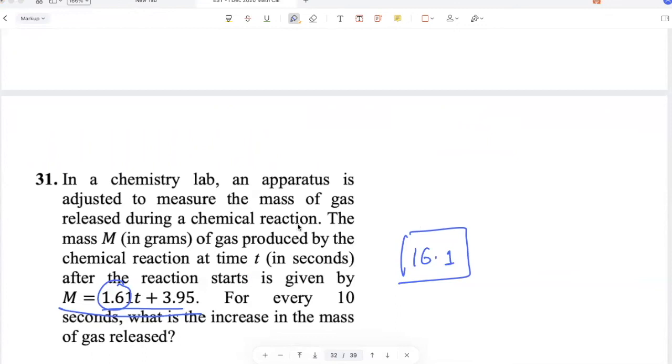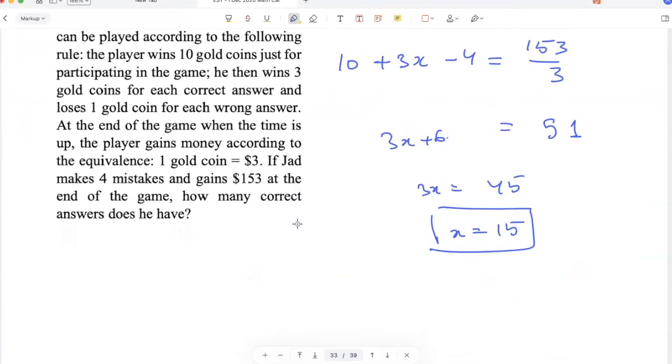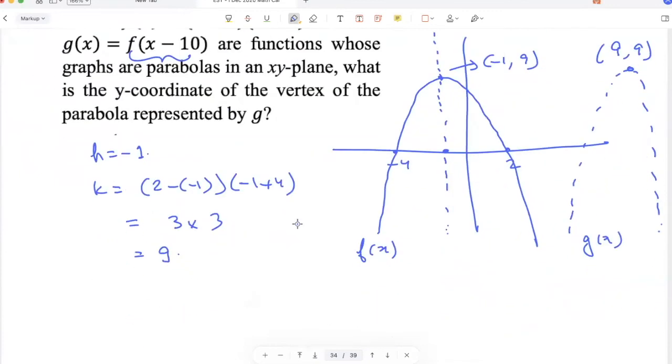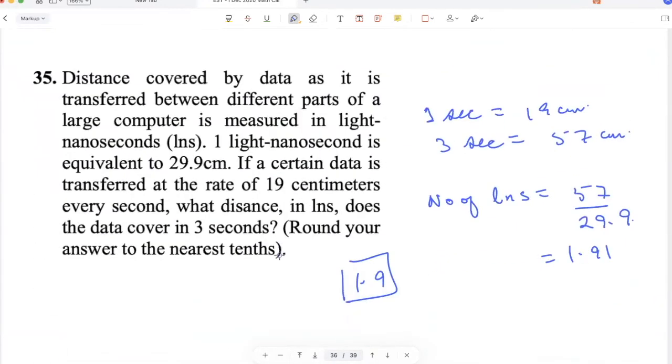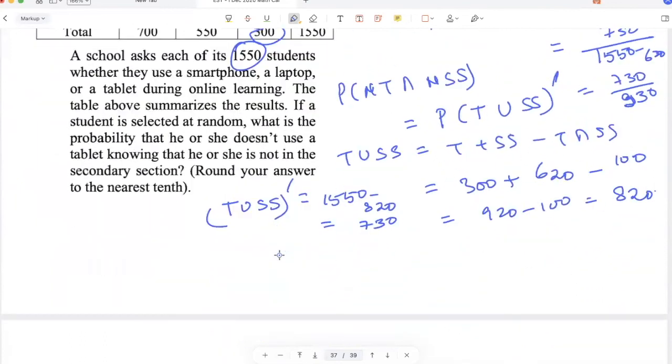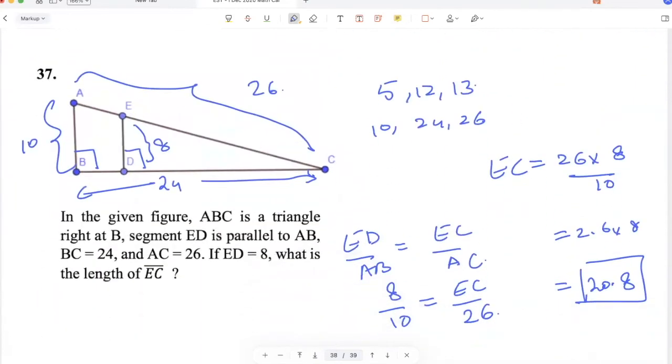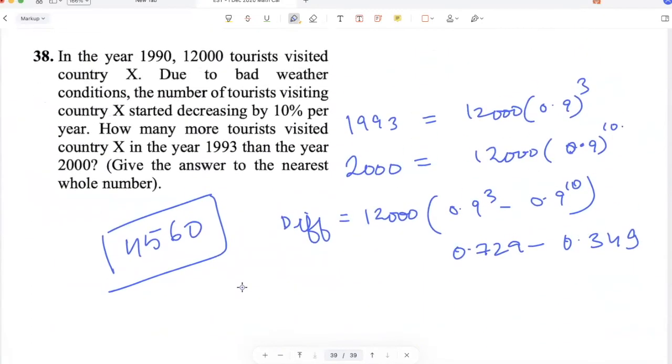The answers are 16.1 or 15.9, 34 is 2, 1.9.8, 37 is 20.8, 4564. Okay, so I got 4560 because obviously when you're doing these calculations, you'll have to take numbers which are rounded off to the closest.